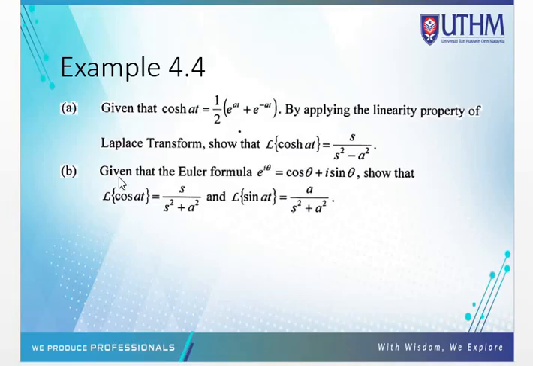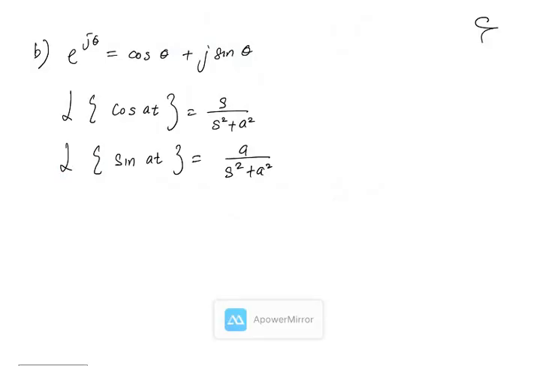And then we go to the second example. Given the Euler formula, exponent i theta equal to cos theta plus i sin theta, show that the Laplace transform of cos at equals s over s squared plus a squared, and the Laplace transform of sin at equals a over s squared plus a squared. We can use the Laplace transform of the exponent jat, because the question requires you to use this Euler formula to prove these results. So we can use this Euler formula.